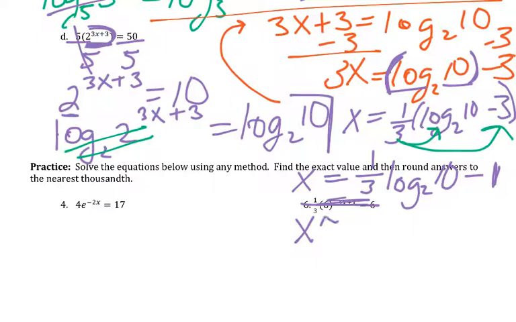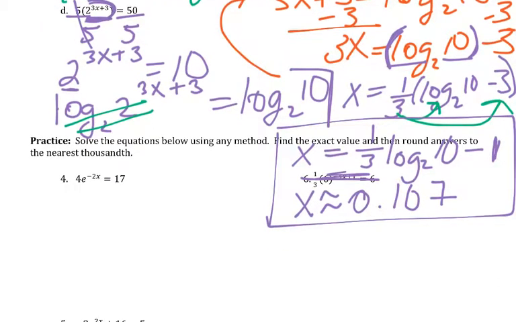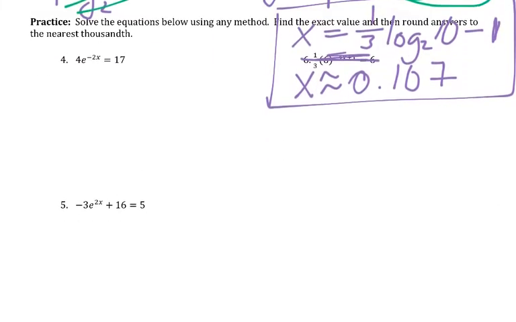Then I'm going to plug that into my calculator. And I'm going to get, let's see, log base 2 of 10 minus 1. Okay, 0.107. So this is the exact answer and the approximate answer. Okay, so now you've got 2 practice problems. Pause the video, try these on your own, and then start up the video again and check your work.